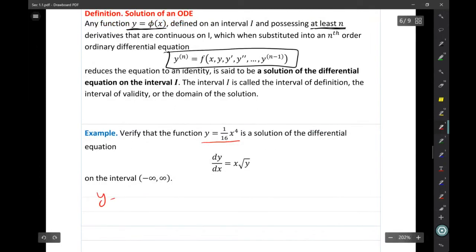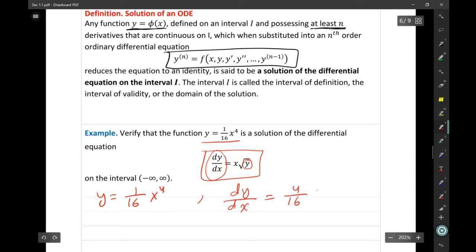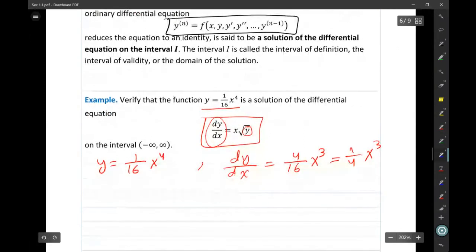Here, y is equal to 1 by 16 x to the power 4. And what I need in my differential equation is to substitute y here, and also I need dy by dx. So you have to find dy by dx because you need it in your equation. It becomes 4 by 16 x to the power 3, which is 1 by 4 x to the power 3.